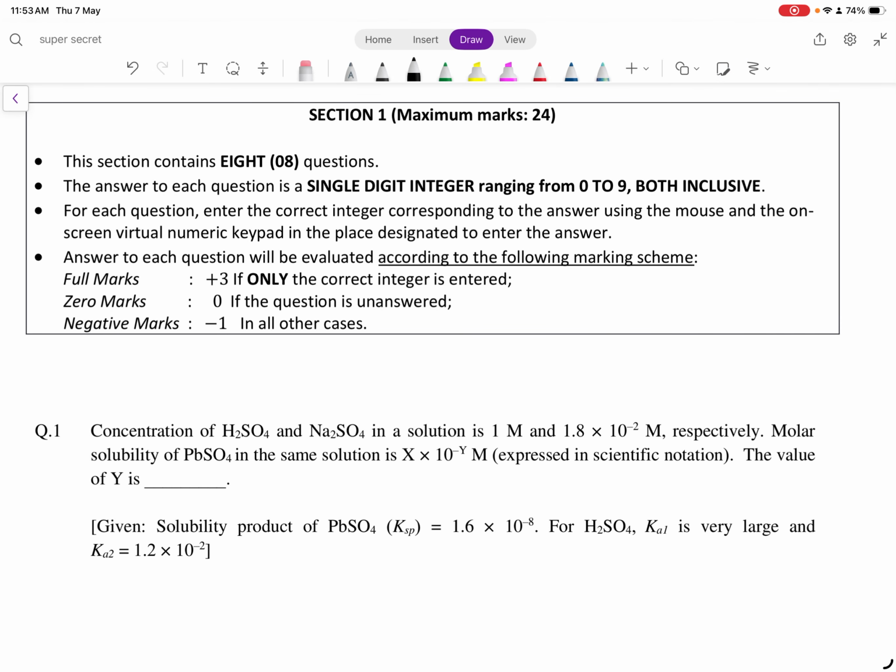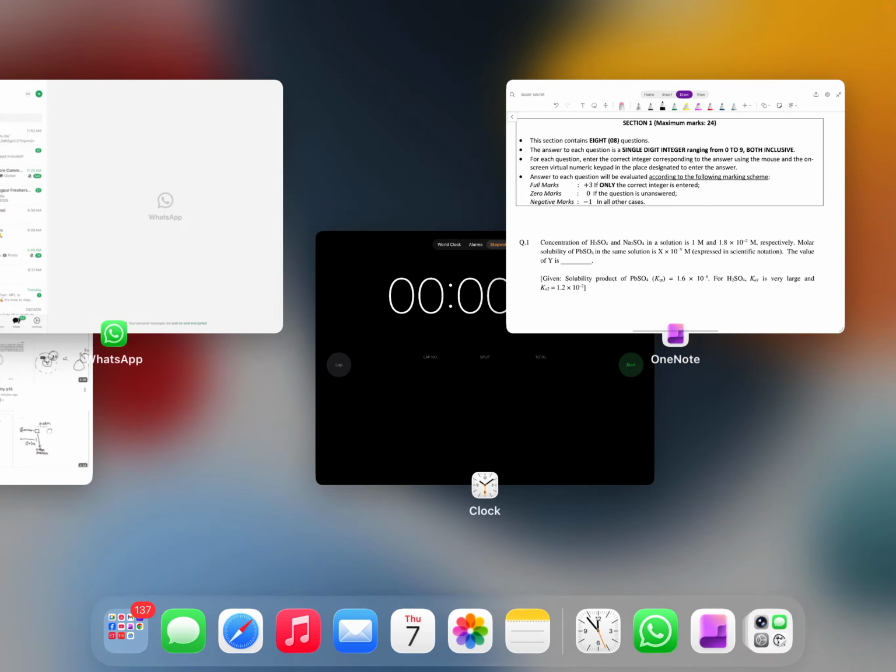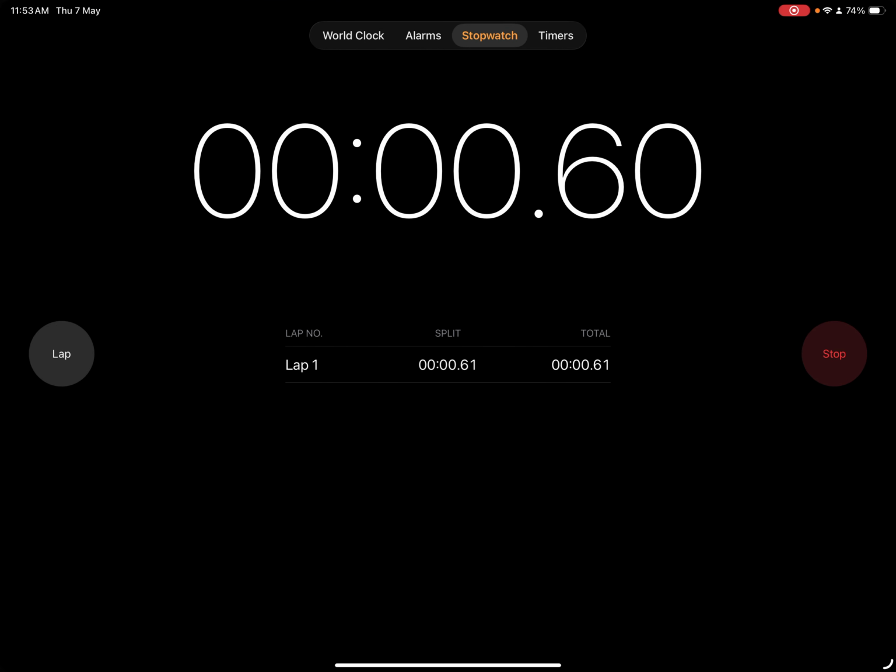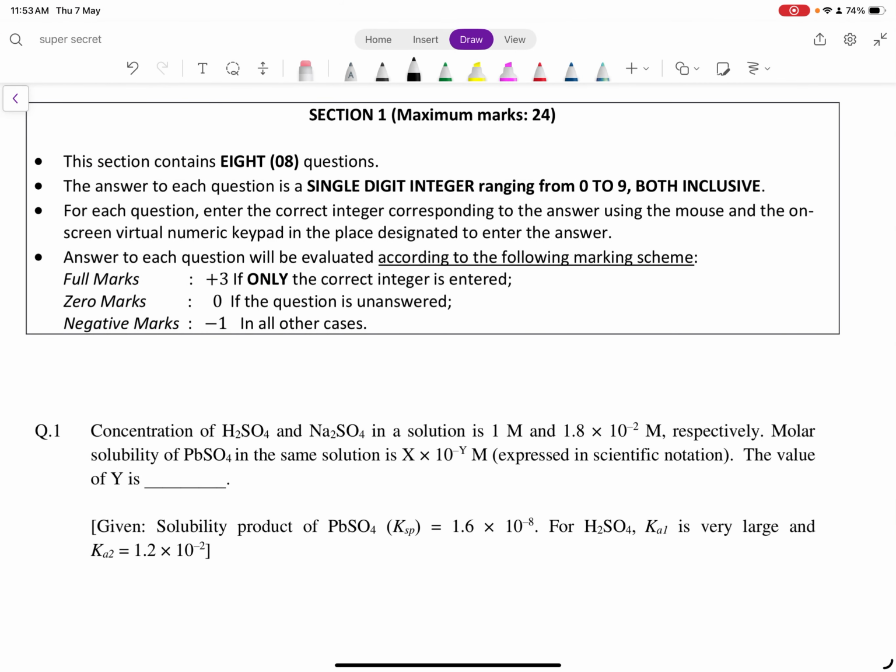So I'm going to solve a bunch of questions in a row right now. So question 1: concentration of H2SO4 and Na2SO4 in a solution are given. Molar solubility of PbSO4 in the same solution is dash. The value of Y is what?